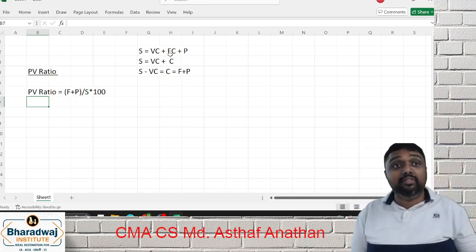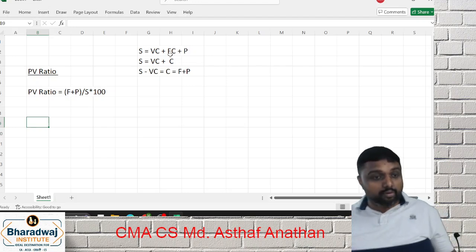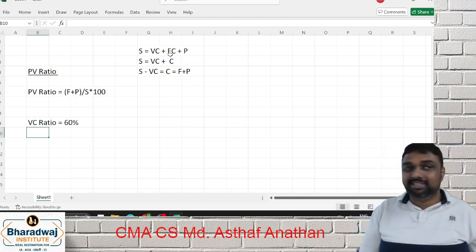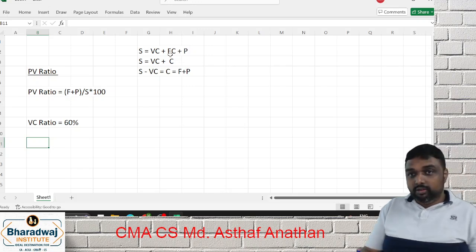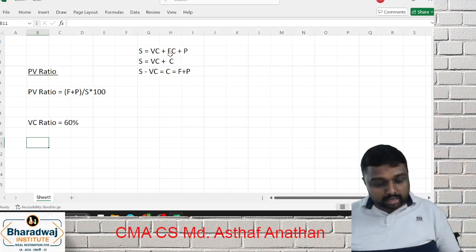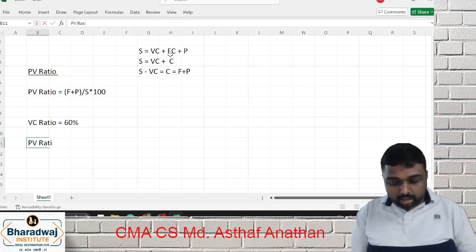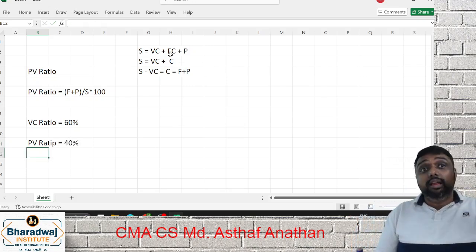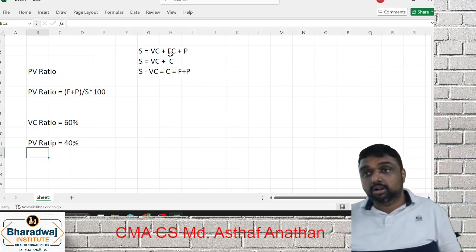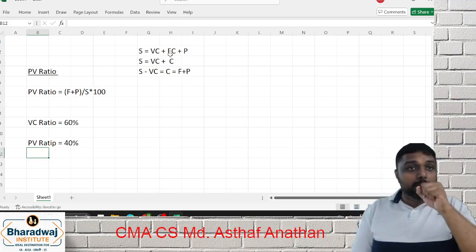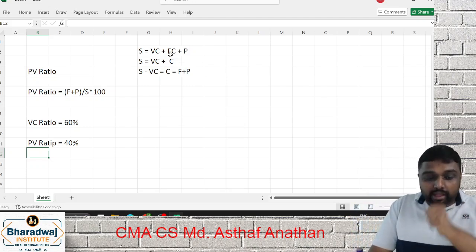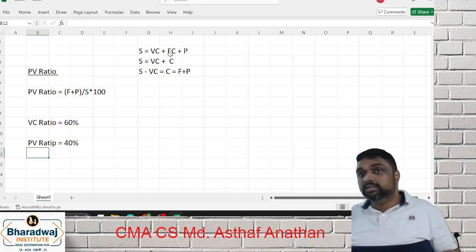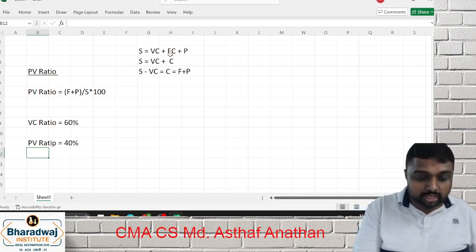Then we have another very interesting point, which a lot of friends will forget. If your variable cost ratio is 60%, they will give you the variable cost ratio, so you have to understand your PV ratio will be 40%, because of balancing. This concept is helpful for the leverage chapter of your FM also. Are you clear, friends? Now from these 4-5 formulas, you have to do reverse calculation.